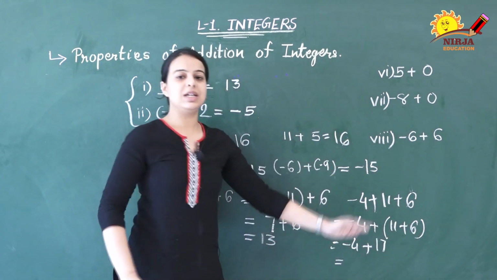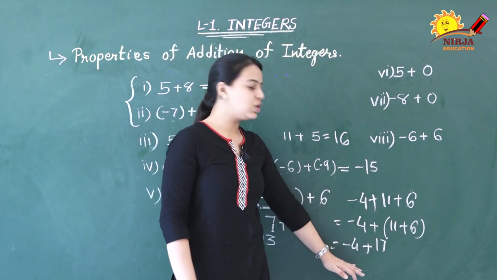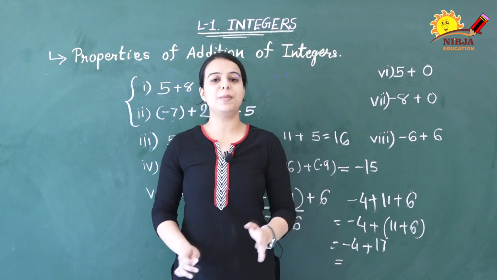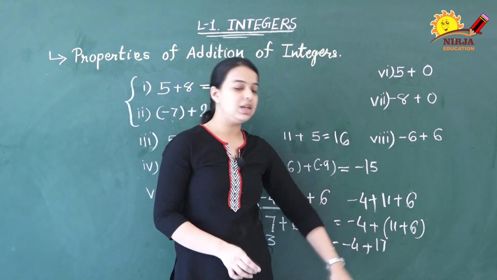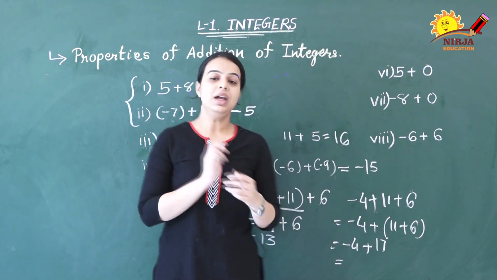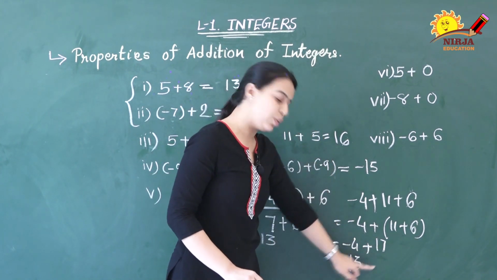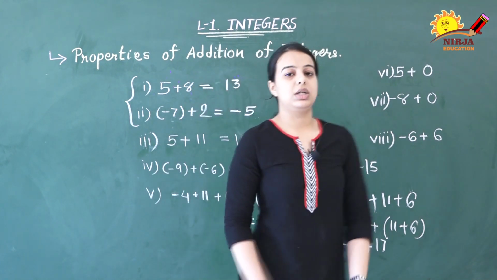Now again one positive, one negative integer. First we need to pick the smaller one. We need to subtract the smaller number from the bigger one. Bigger is 17. 17 minus 4 will be 13 and we need to put the sign of the bigger number. Bigger number is positive, then answer will be positive.